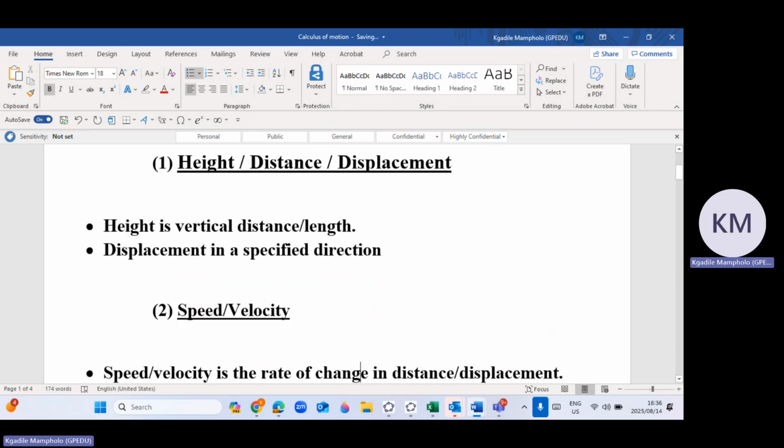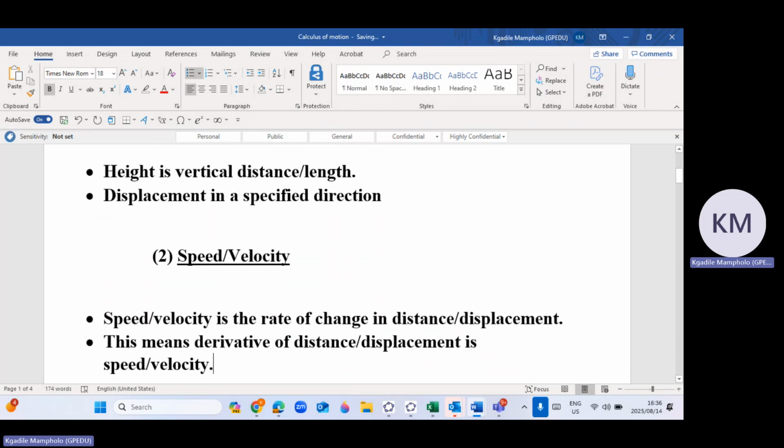The next one is speed and velocity. Speed is the rate of change in distance or displacement. Just like distance and displacement, velocity and speed mean one and the same thing. Velocity has direction like displacement does. But remember, there's no need to talk about the direction that much. I'm just saying, if you see velocity, speed must come into your mind.